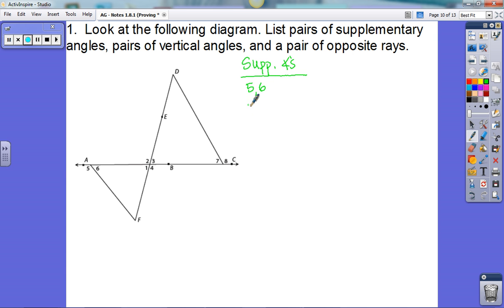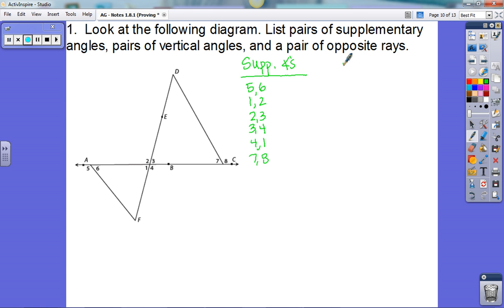are supplementary. 1 and 2 are supplementary. 2 and 3 are supplementary. They form a straight angle. 3 and 4 are supplementary because they form a straight angle. And 4 and 1, as well as 7 and 8. So all of those pairs are supplementary.